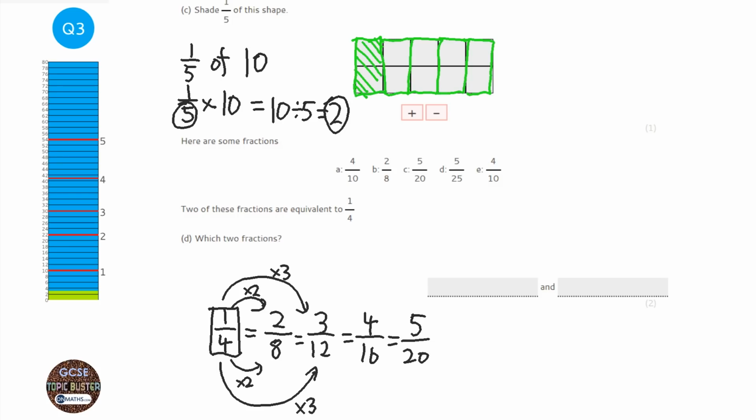So let's have a look at our list. Well, we've got 2 over 8 there, so it's that one, and we've got 5 over 20 there. So my answer is going to be fraction B and fraction C.